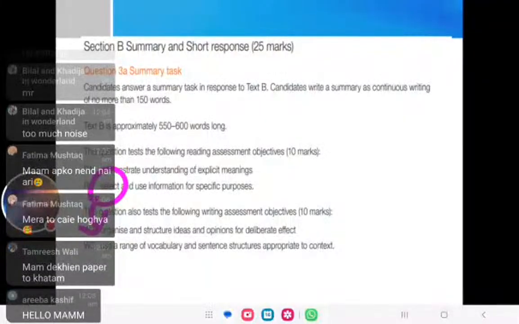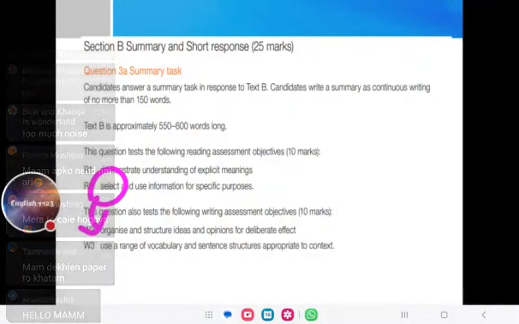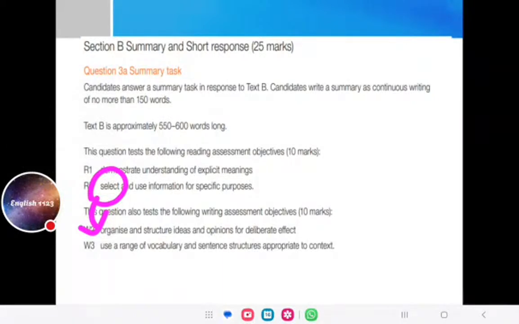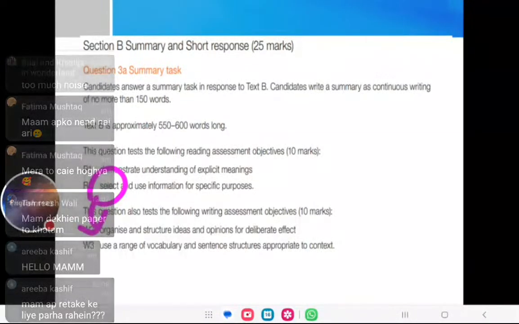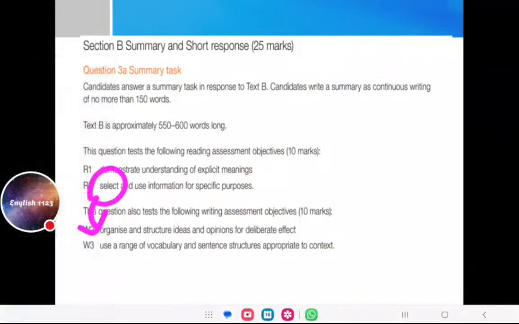And then W3, writing objective number 3: use a range of vocabulary and sentence structures appropriate to the text. So in summary writing task, the vocabulary is very important. Usually you are going to be assessed on whether you are capable of using a wide range of vocabulary or not. So here, use a range of vocabulary and sentence structure. These are 4 objectives that are related to assessment, objectives that are related to the summary question.